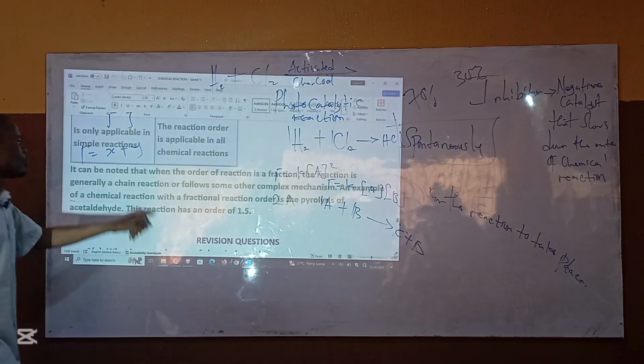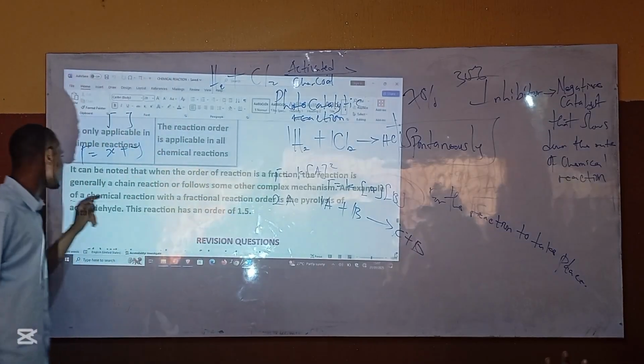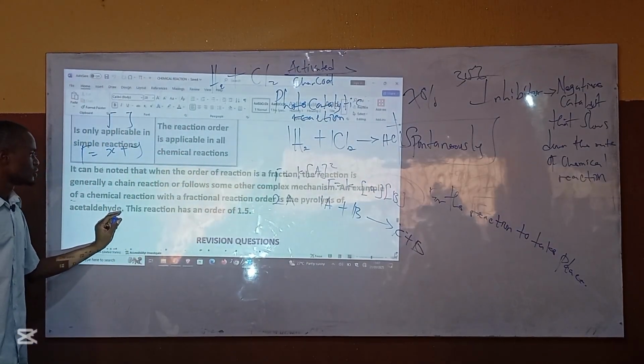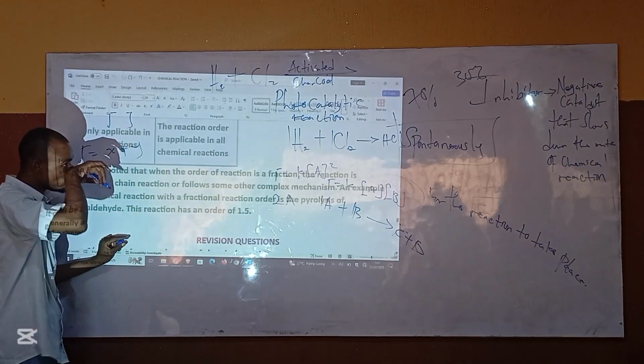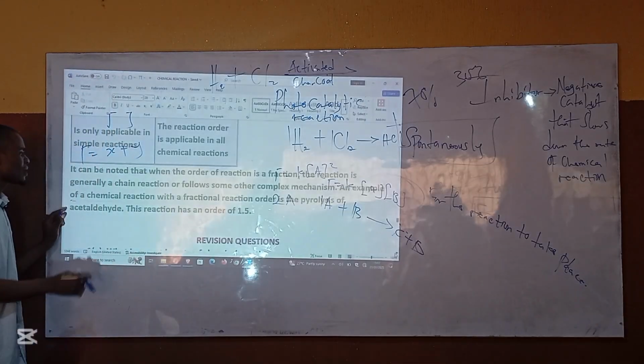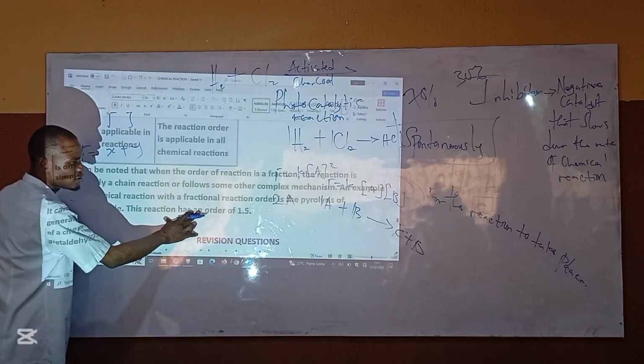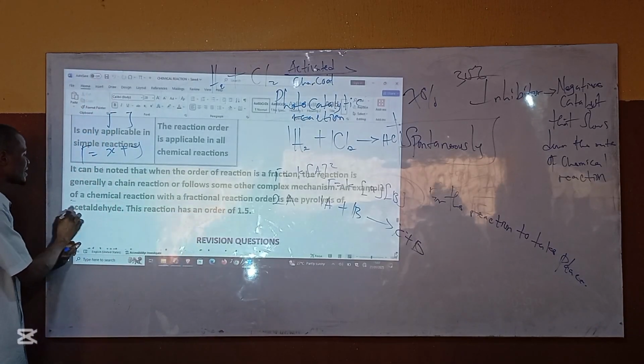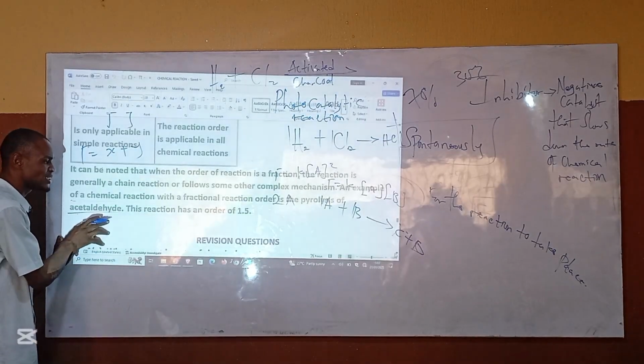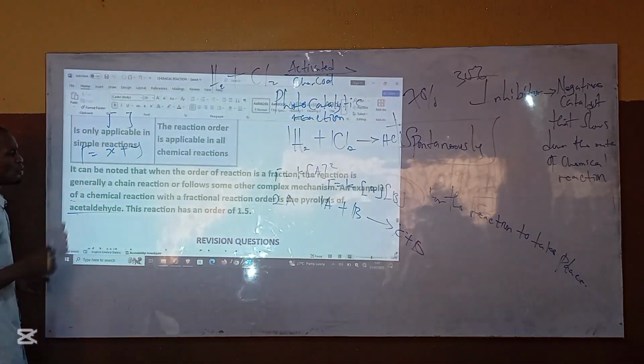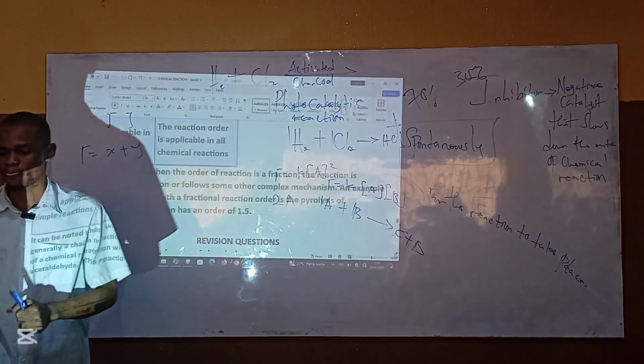It can be noted as well. The order of a reaction can be a fraction. Another example of a chemical reaction with a fractional order is the pyrolysis of acetaldehyde, an aldehyde. The order of the reaction is 1.5.